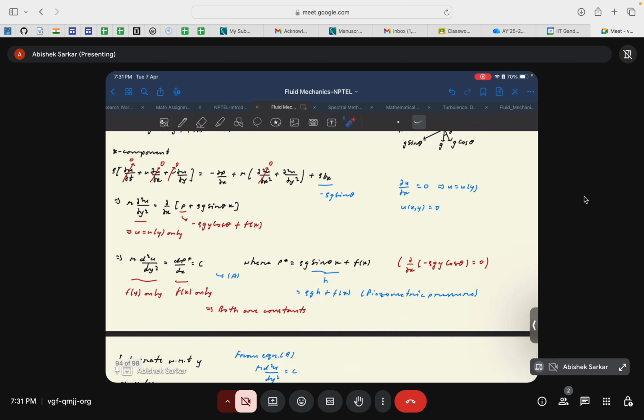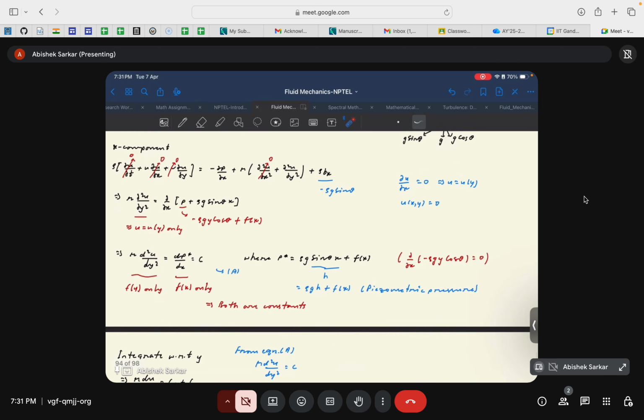Since this rho g sin theta x, or rho g h plus f of x, is only a function of x, we can convert this partial derivative to a complete derivative, dp*/dx, where p* is rho g sin theta x, or rho g h plus some function of x, which is essentially the piezometric pressure. I should say not pressure head, it's pressure. Not in terms of head.